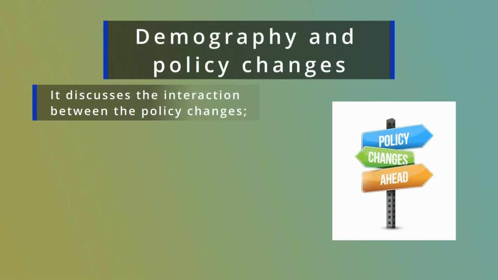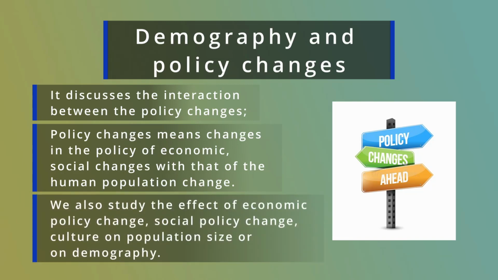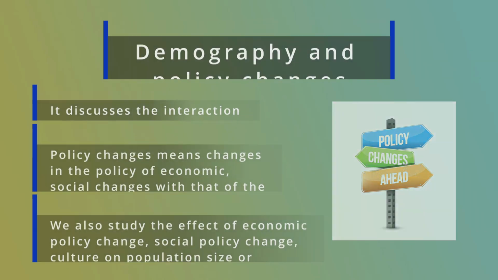A borderline study is more interesting concerning demography because it discusses the interaction between the policy changes. Policy changes means changes in the policy of economic, social changes with that of the human population change. And in the borderline study, we also study the effect of economic policy change, social policy change, culture on population size or on demography. In that sense, it is multidisciplinary. It is not only an integral part of economics, but also a part of sociology and most importantly, anthropology.